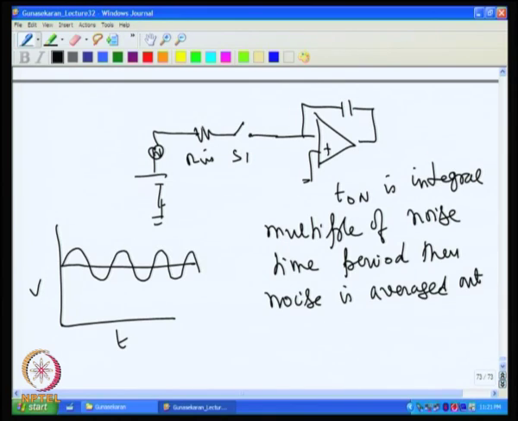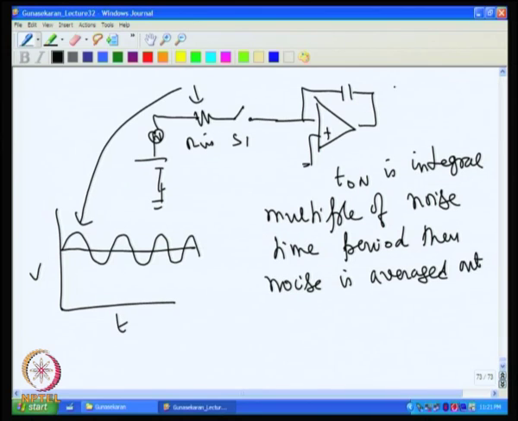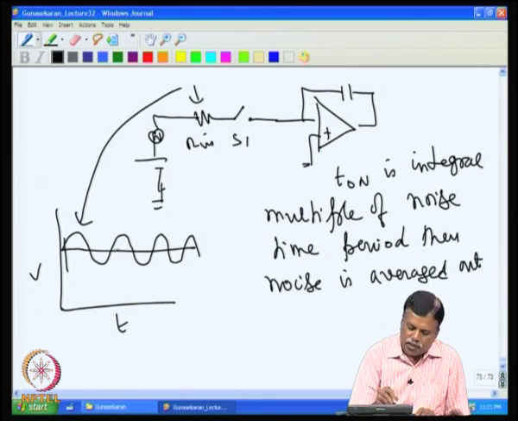Essentially, the current through this R will increase when the AC voltage is at its positive peak, and it decreases when the AC voltage is at its negative peak. So, the net average charge delivered to the capacitor will be 0 if the on time is an integral multiple of the noise time.